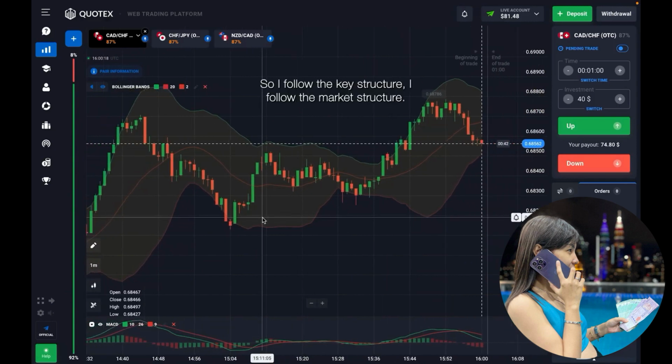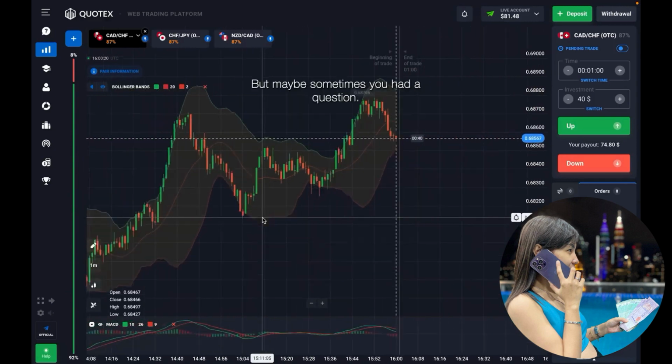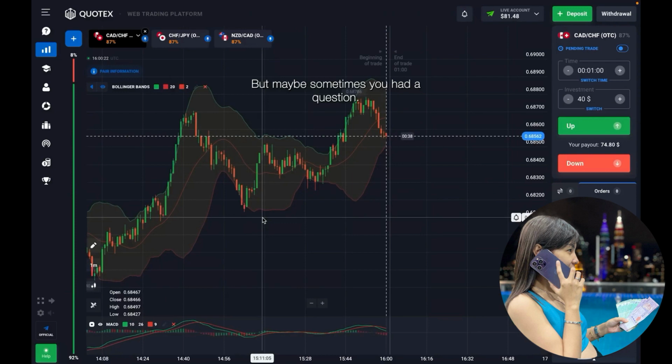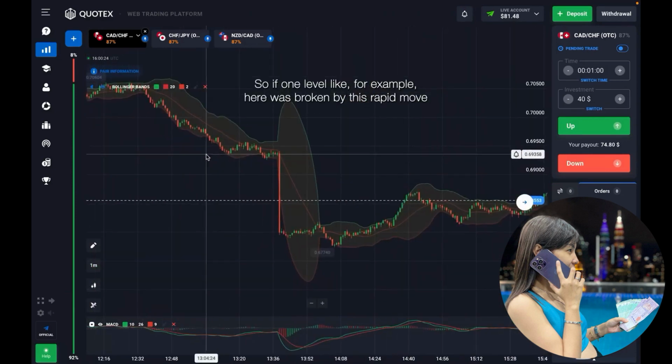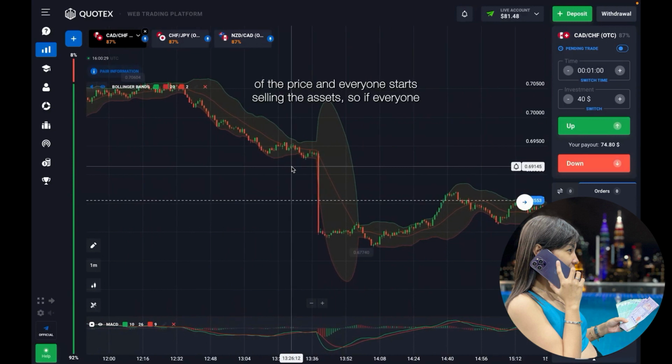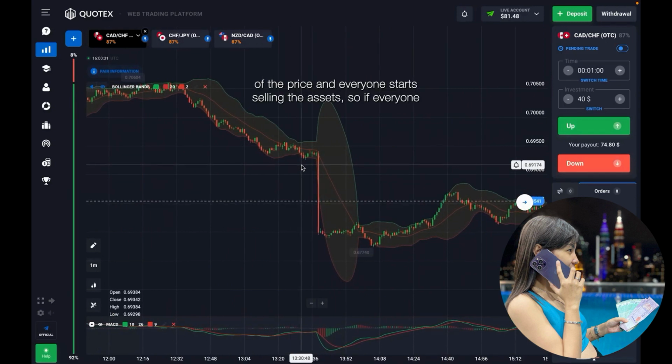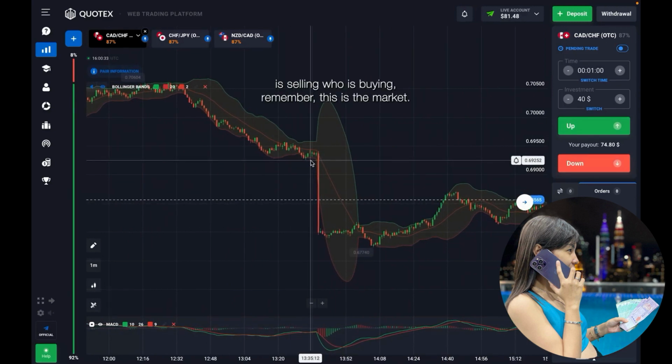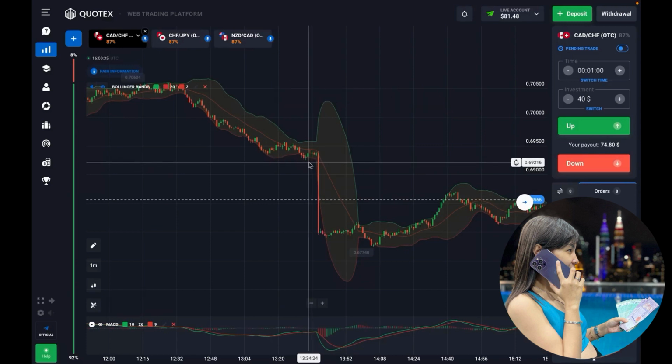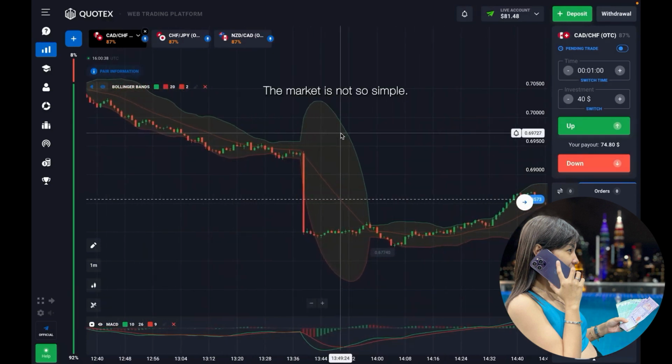So I follow the key structure and I follow the market structure, but maybe sometimes you had a question. If one level, like for example here, was broken by this rapid move of the price and everyone starts selling their assets, if everyone is selling, who is buying? Remember, this is market. The market is not so simple. And here comes the answer.